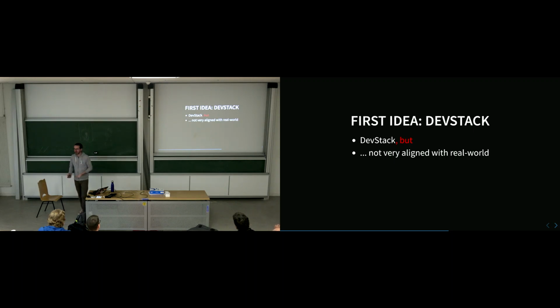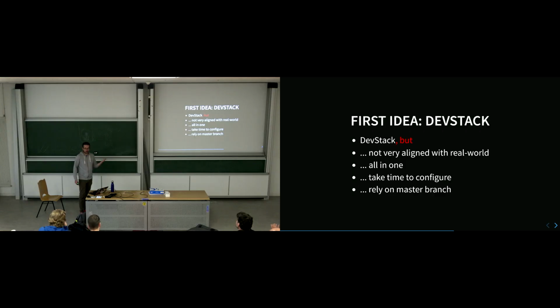You know DevStack, there is dev in the name first. And then it's all in one. You're not running production OpenStack all in one. So you could have an OpenStack with multi-nodes, but that's painful to manage, painful to deploy, and it's not by default. It takes time to configure. It relies on master branch. I'm pretty sure you're not running your OpenStack on master branch, right? At least we don't. So I'm not sure it's a good idea anyway.